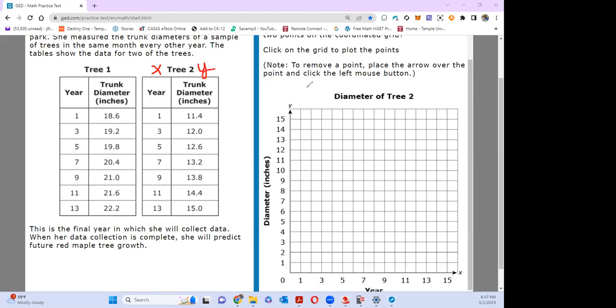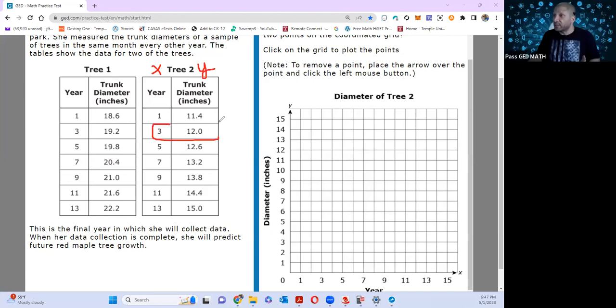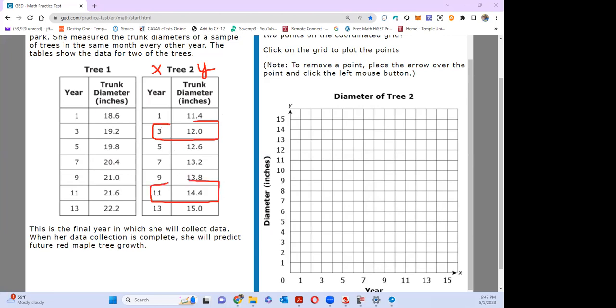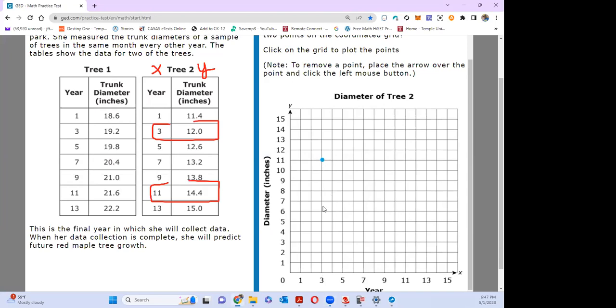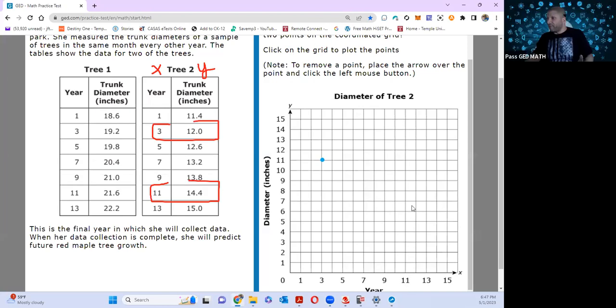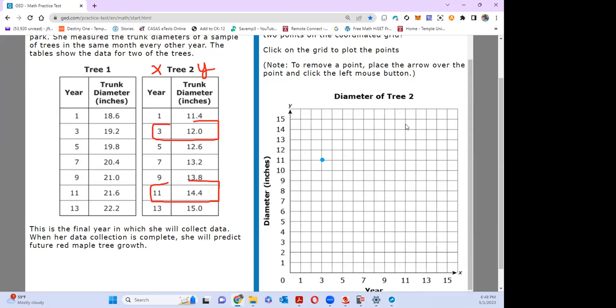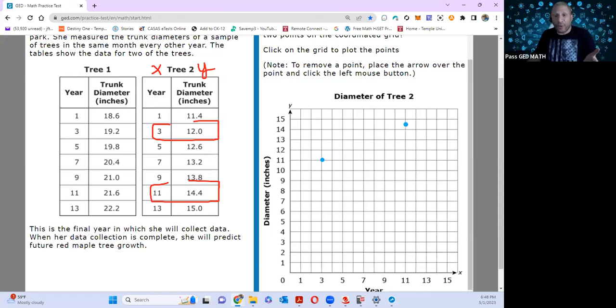Right, so I need to say year 3 and year 11. So your X is 3 here, and my Y is going to be 11, right? Yeah, 3, 11. My next point is 11 and 14.4. Well, 14.4 is close to 14.5, which is 14 and a half. So I'm going in the middle. That's an easy problem.